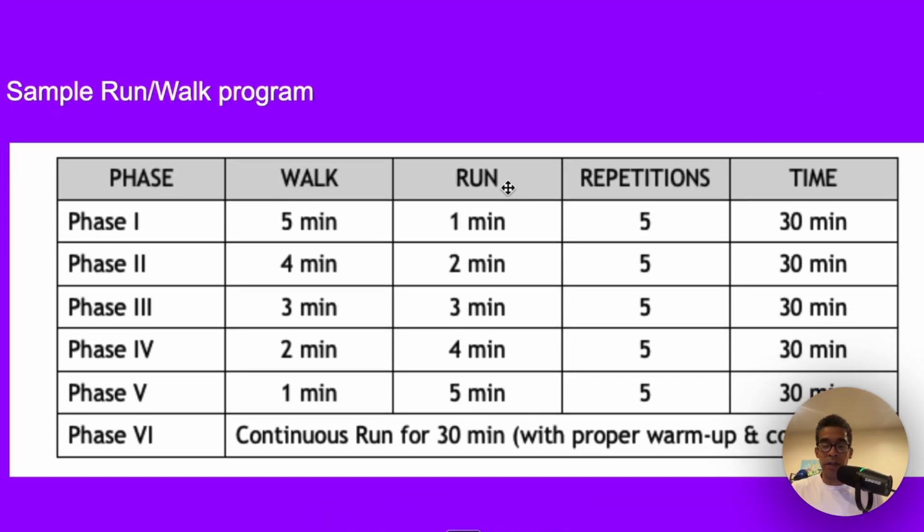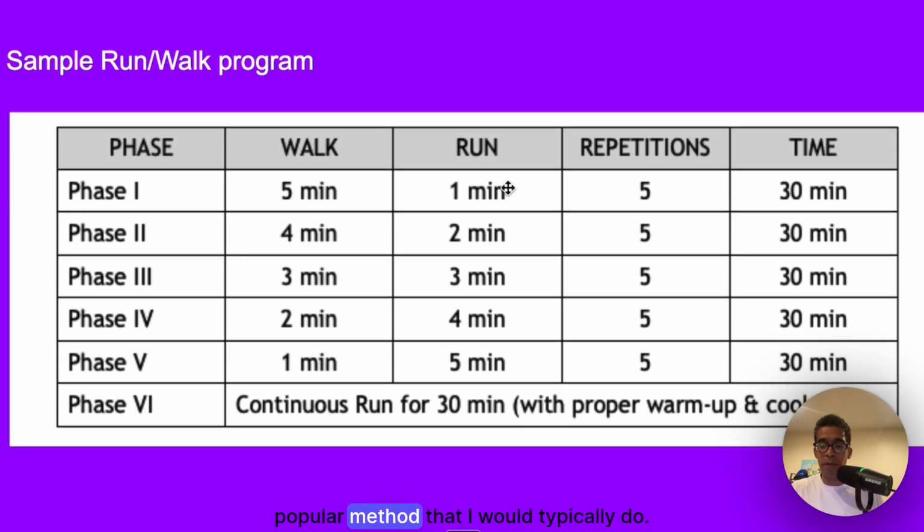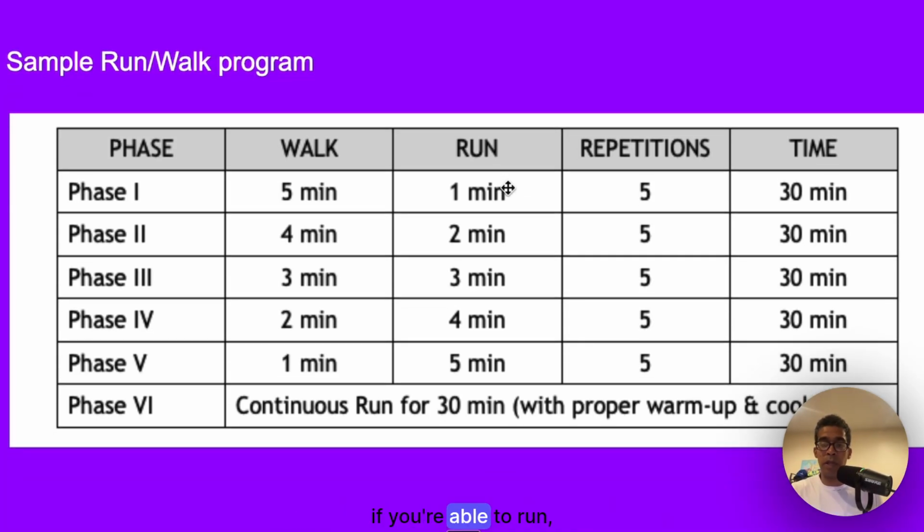Sample run-walk program. For example, this is a very popular method that I would typically do. If you're able to run, and it's not flaring up your pain too much, then do a run-walk. Many runners can oftentimes switch to a run-walk method versus continuous running. For example, run for a minute, walk for 2 minutes, or run for a minute, walk for 5 minutes, and then do that for 4 or 5 sets, for anywhere from 20 to 30 minutes or so.